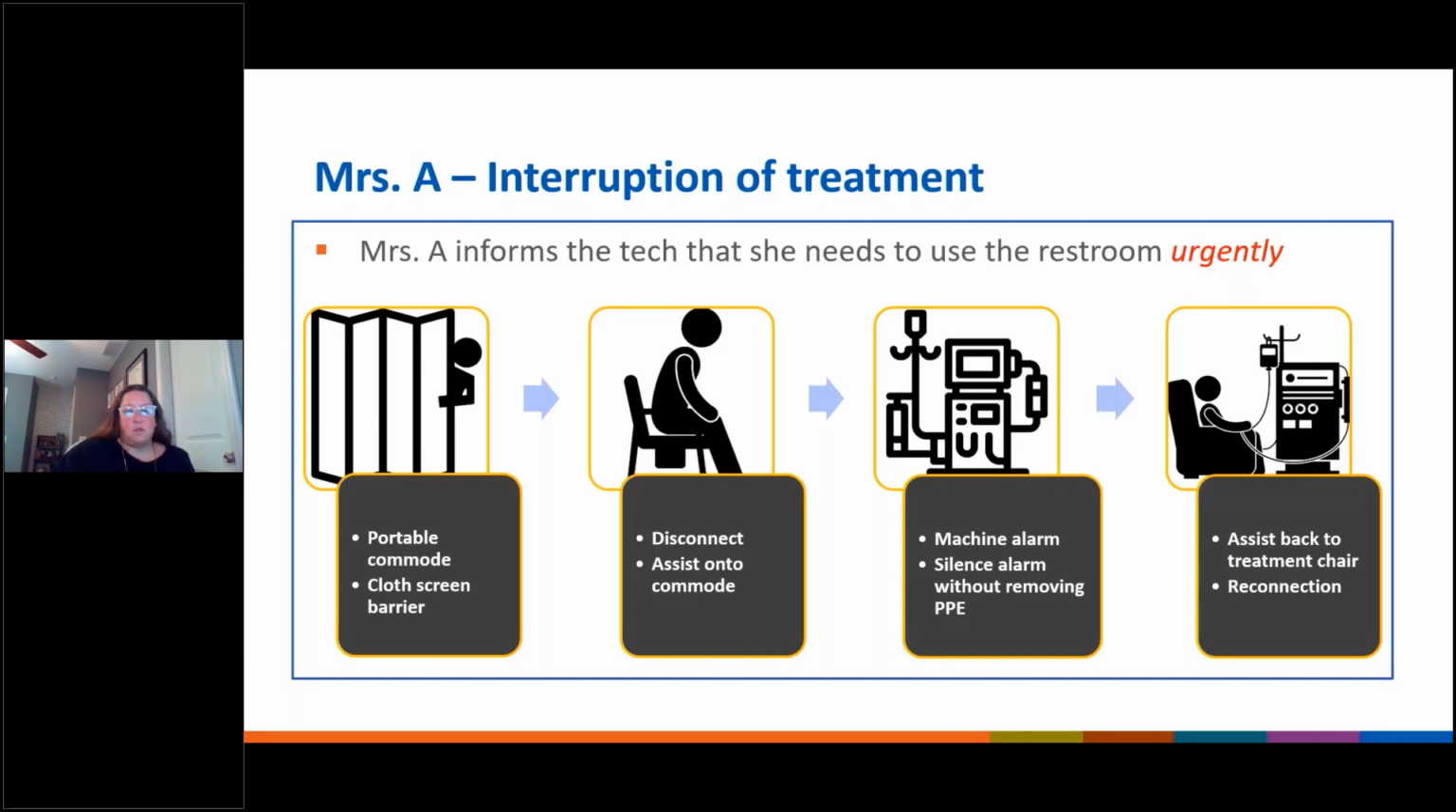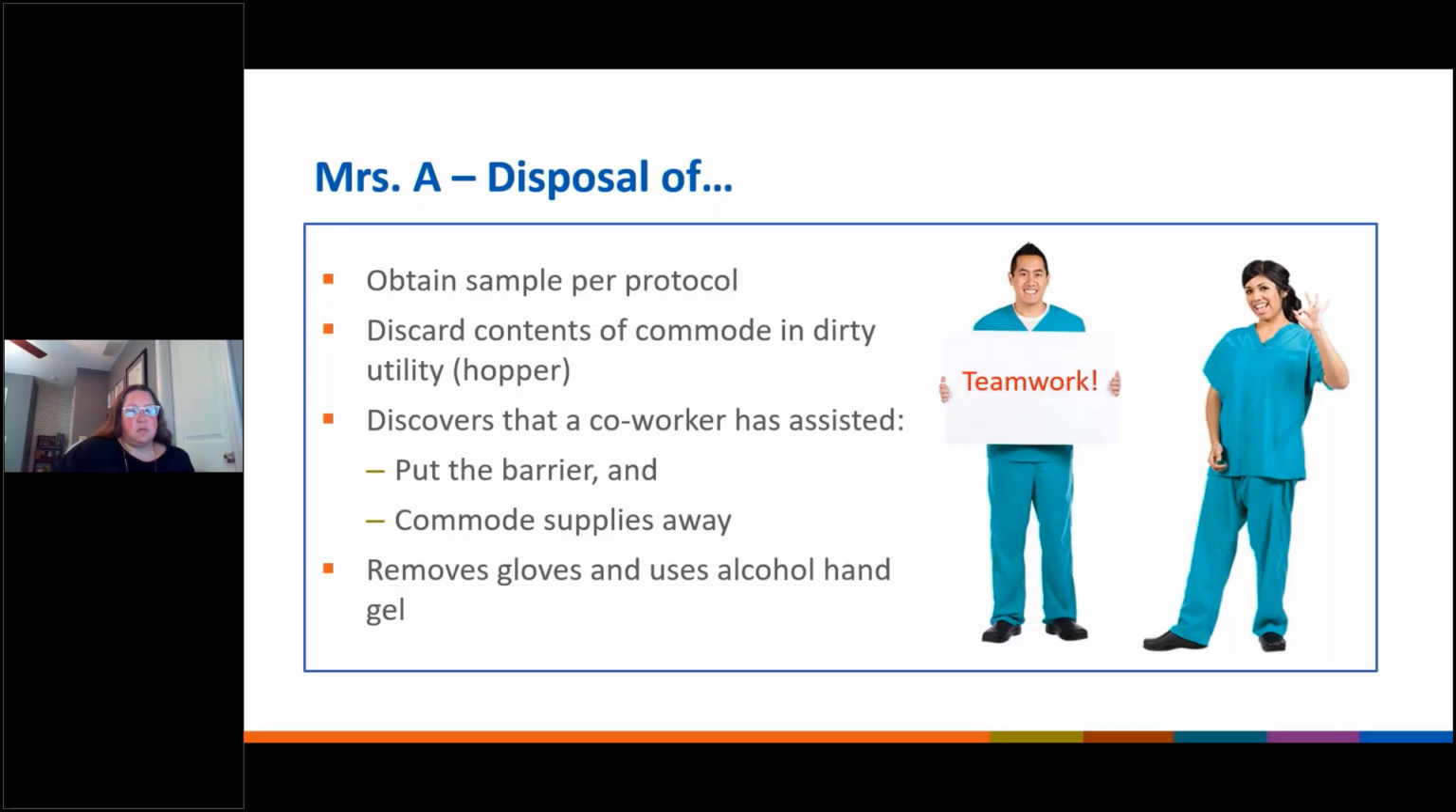A. After a couple more minutes, Mrs. A lets the tech know she's done, so the tech assists her back to her treatment chair, reconnects Mrs. A to the machine and starts her treatment back up. After restarting the treatment, the tech obtains a stool sample from the commode, carrying the filled sample container to the laboratory area. Once that's done, the tech carries the removable portion of the commode to the dirty utility room, which is located at the back of the unit, to discard in the hopper.